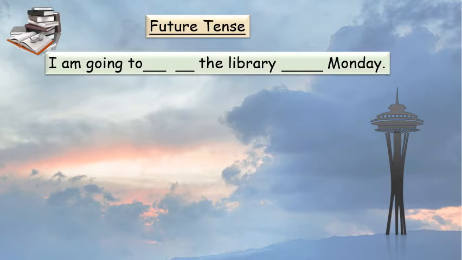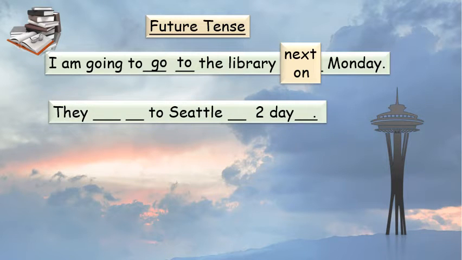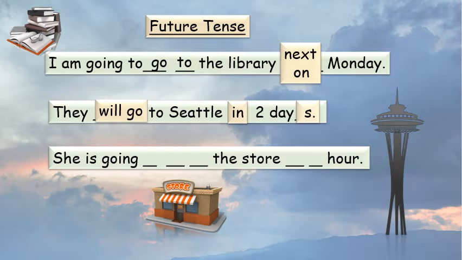Simple future tense. This first sentence, change it to the simple future tense with going to. I am going to go to the library next Monday. Or, I am going to go to the library on Monday. Now make this sentence future tense with will. They will go to Seattle in 2 days. Again, simple future tense with going to. She is going to go to the store in an hour.